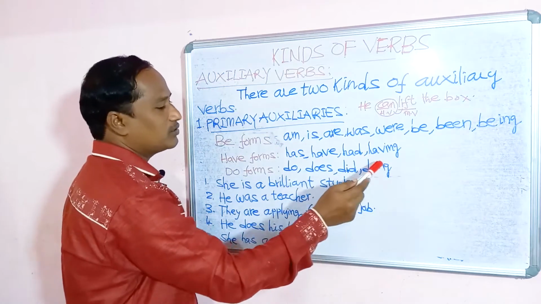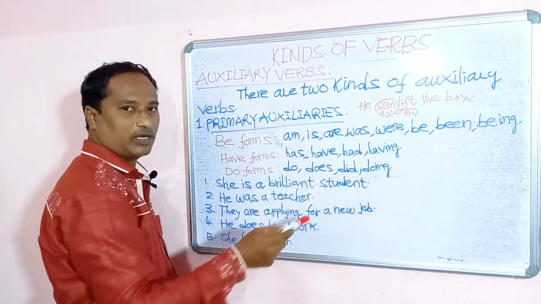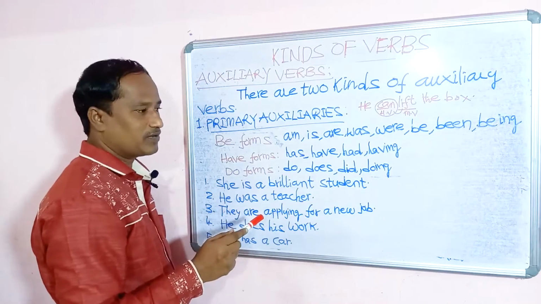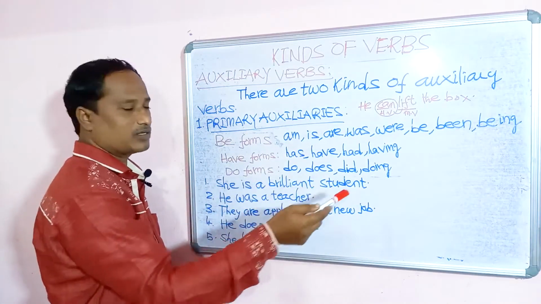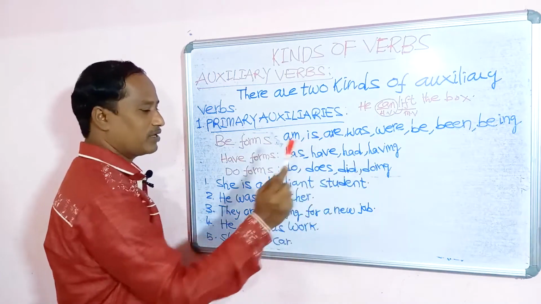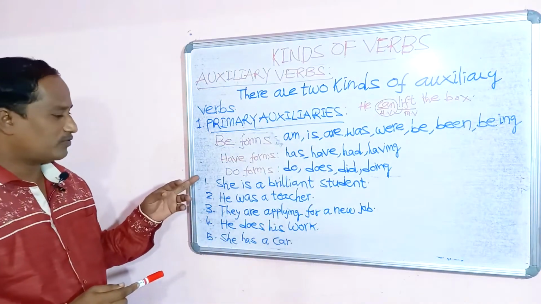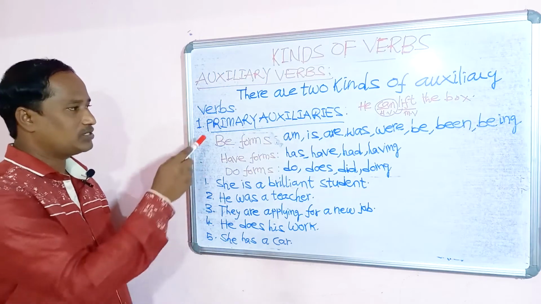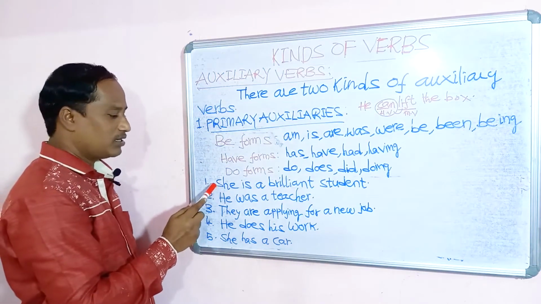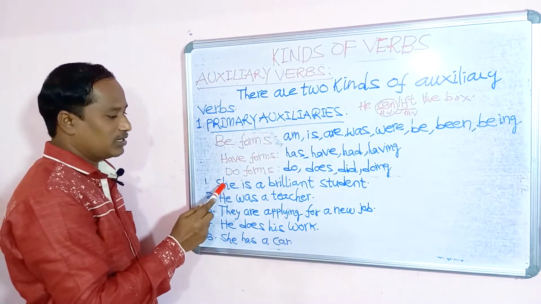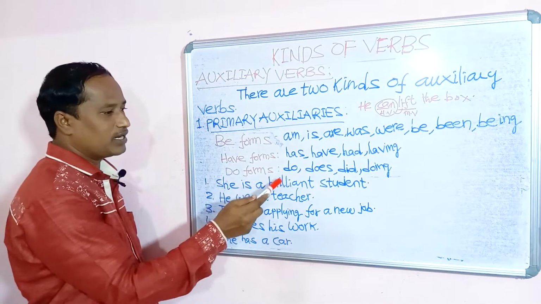Next, doing. This do form is used in the form of continuous tense also. For example, I am doing my work, she is doing her work. So in that way we can use it. Here are a few more examples of how these primary auxiliary verbs are used. Let us see one by one. Here the first sentence you can understand: she is a brilliant student.